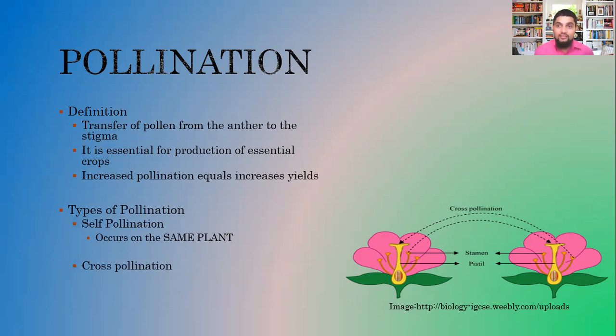Then we have cross-pollination. And cross-pollination, this occurs on different plants. So obviously it means 2 different flowers. So you have one flower on one plant. The insect may come and feed on that plant, or through wind it can occur as well. And then it takes the pollen grain to another flower on a different plant. So that's the difference between self and cross-pollination.